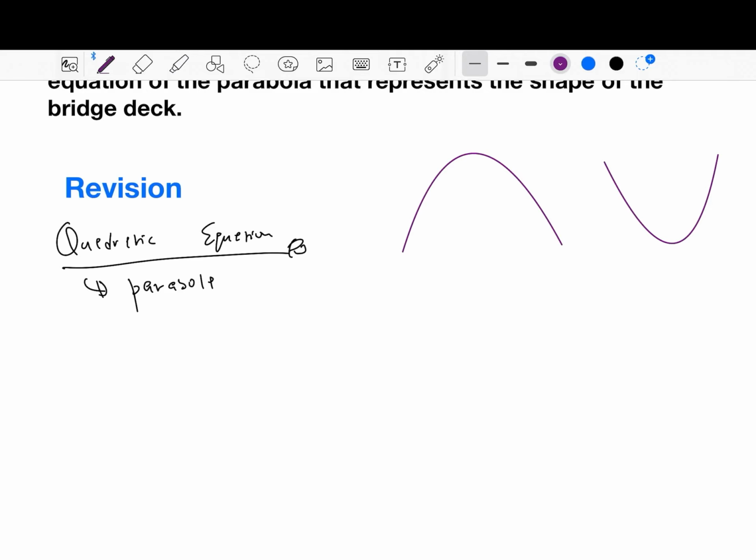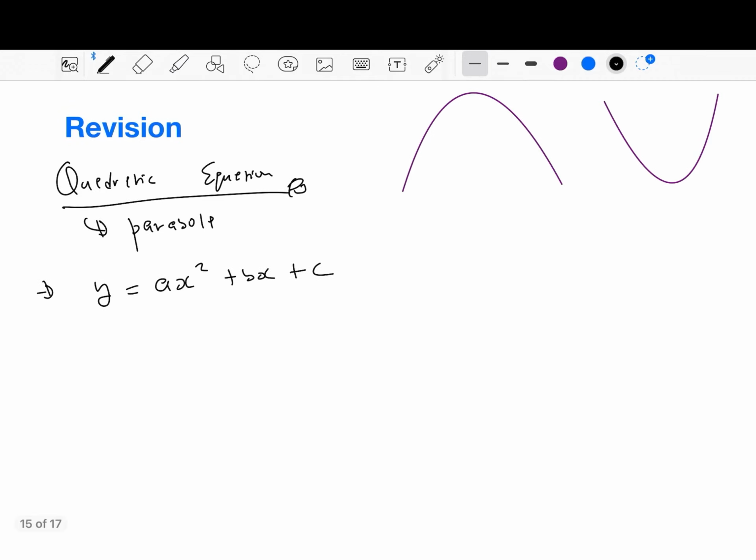A quadratic equation is a math term that you can use, but parabola is a geometric term that you can use just to show how it looks. So a quadratic equation, if you have to write a mathematical term for the shape, will look like this: y is equal to ax squared plus bx plus c. And these numbers a, b, and c mean something in the real world, and that's something I wanted to talk about.